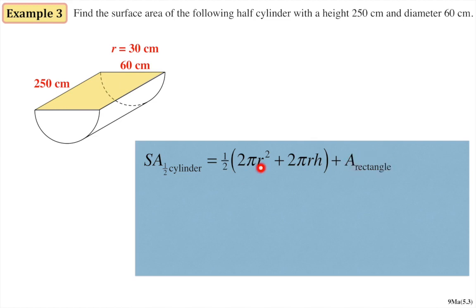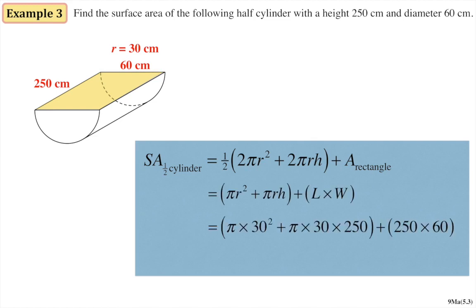Now I know the radius is 30, I know the height is 250. For the area of the rectangle, it's going to be length times width. Put those values into the calculator, and I get a surface area of 41,389.4 centimetres squared if I round it to 1 decimal place. So that's how we're going to do a half cylinder question.